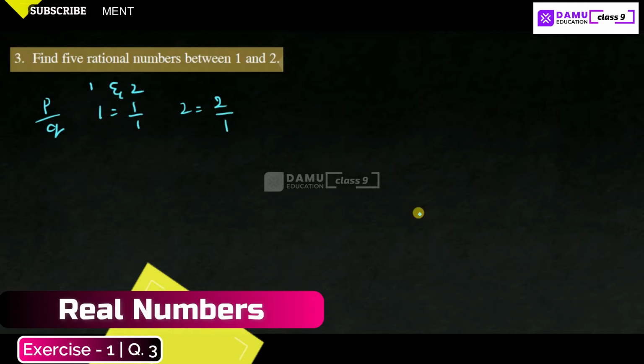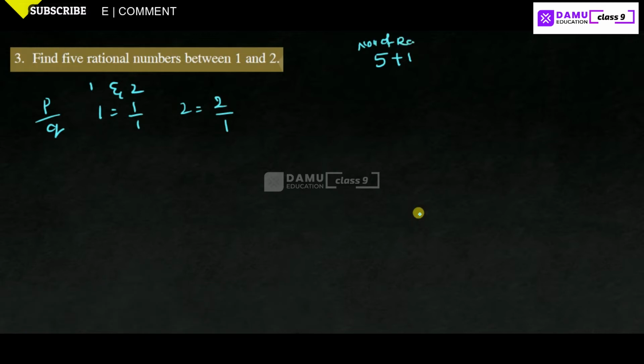So, 5 rational numbers, right? We have to multiply and divide. Between 1 and 2, we don't know what the rational numbers are. For that, multiply and divide. For 5 rational numbers, we have to make 5 plus 1. So, the number of rational numbers plus 1, this is the condition. This we are going to multiply and divide.